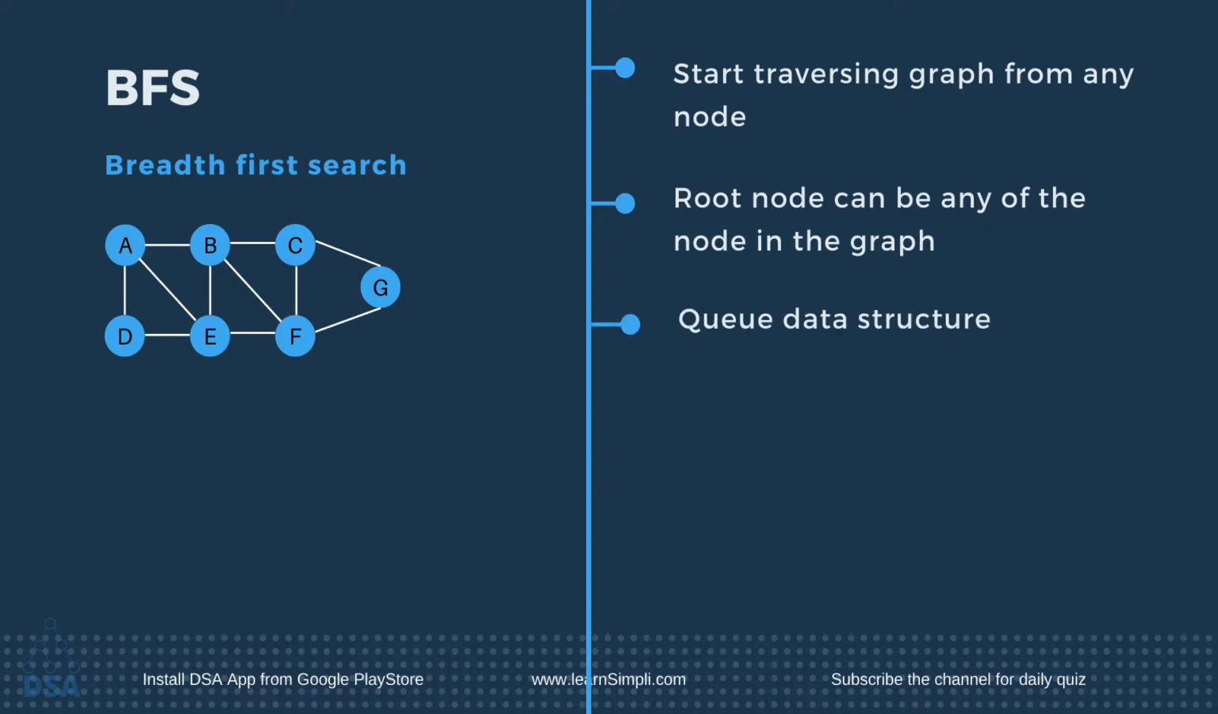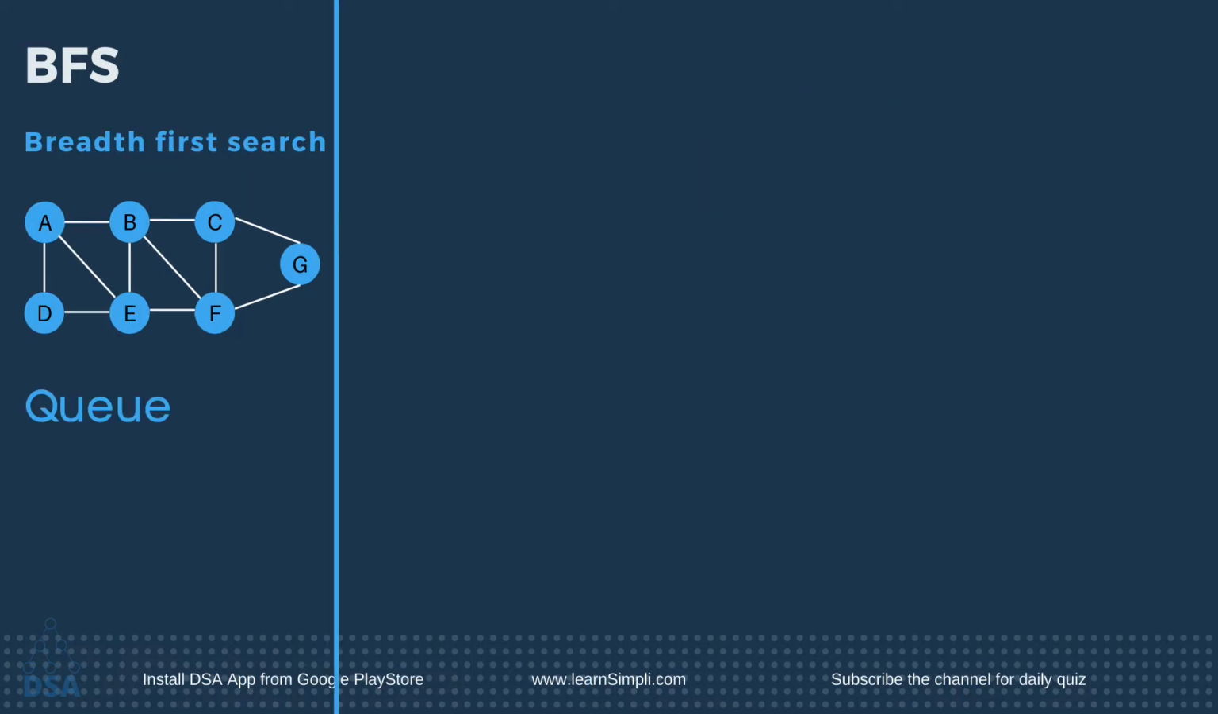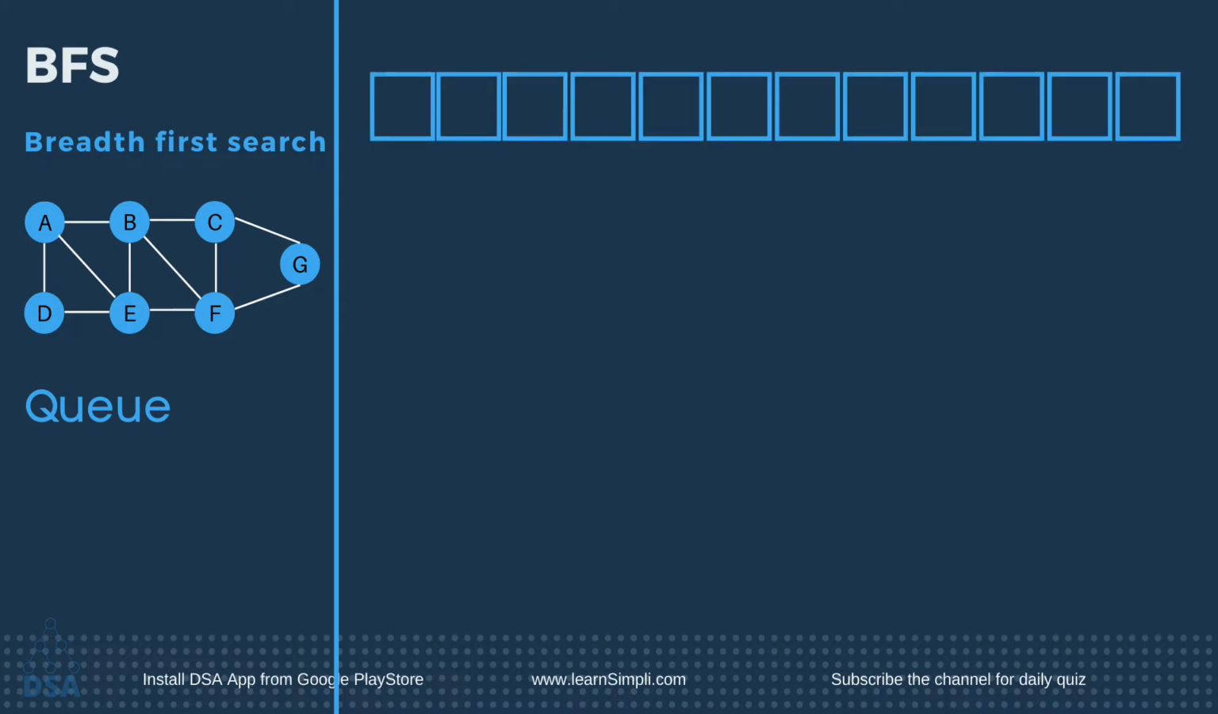In BFS we use the queue data structure. I hope you remember the queue data structure. If not, please watch the queue related video posted in the same series. The DSA full course playlist link is given in the description below. And we know that the queue works on the FIFO principle, that is first in first out. Here I am taking the queue and we will store the result here.